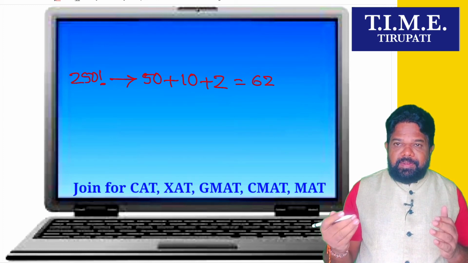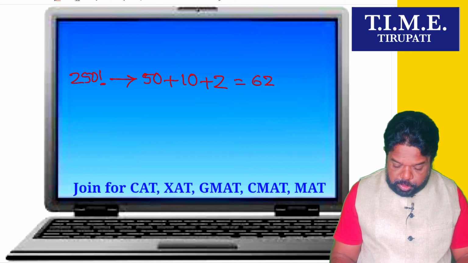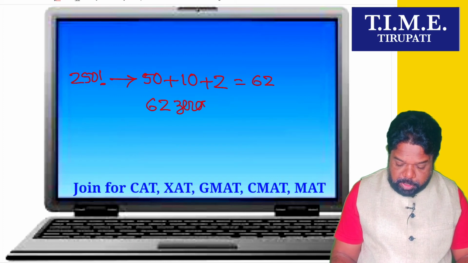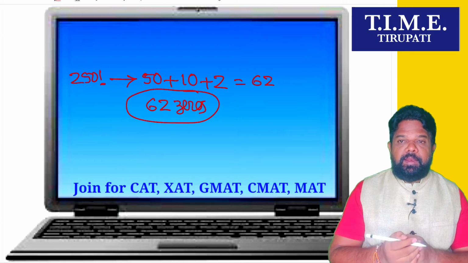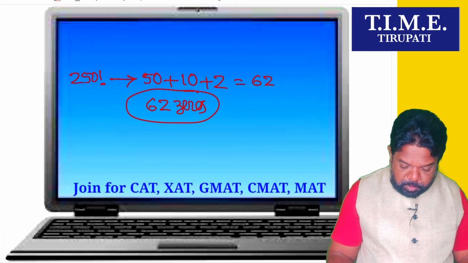62 5s are there. So, we make 62 pairs. So, how many zeros at the end of the product? 62 zeros at the end of the product. So, 250 factorial, just like any value can be given. So, observe one more example.